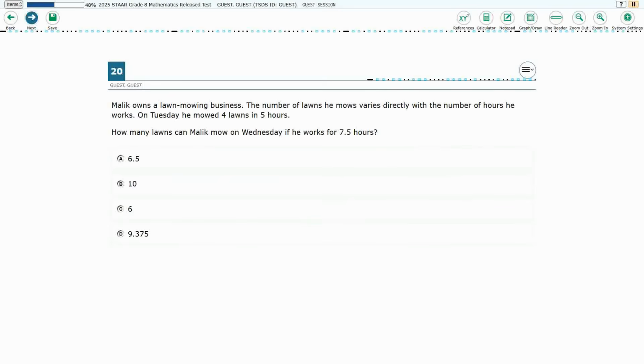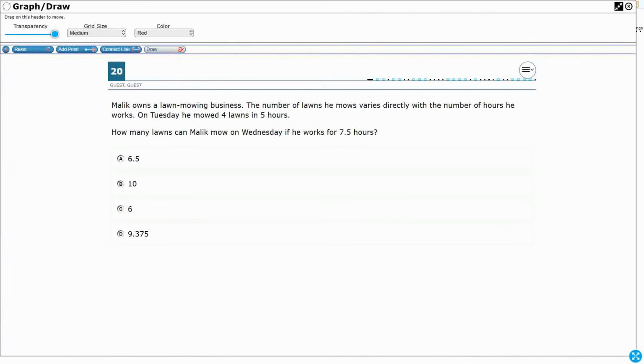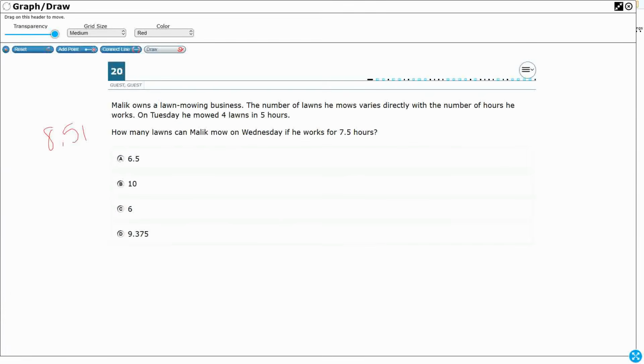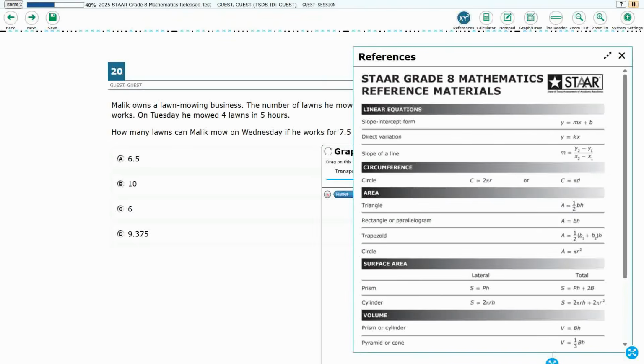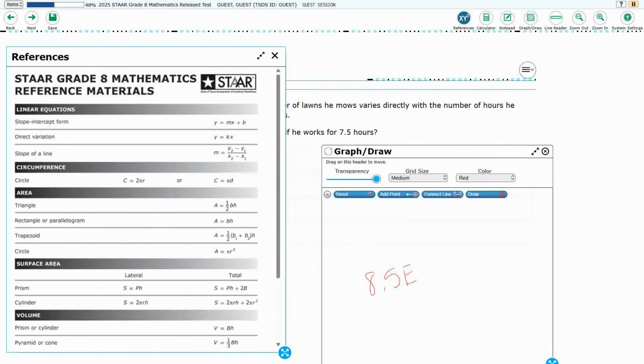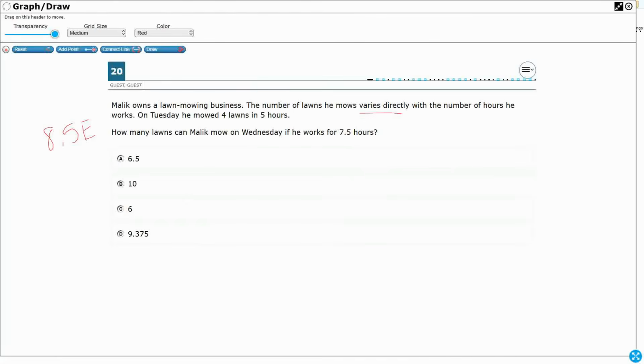Number 20, we're looking at direct variation. This is 8.5e. And so we've got Malik with a lawn mowing business. The number of lawns he mows varies directly. Okay, so does that help us with anything? Varies directly. Look at that, direct variation. y equals kx. So we could use that. y equals kx. All right, so on Tuesday he mowed 4 lawns in 5 hours.